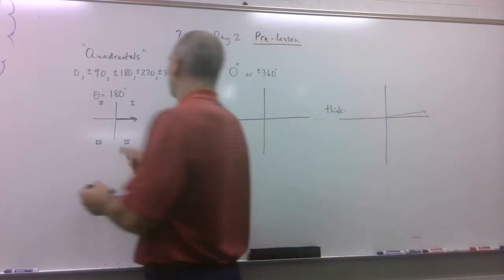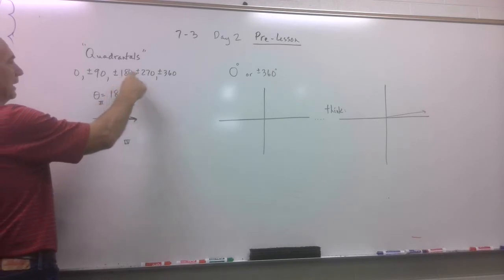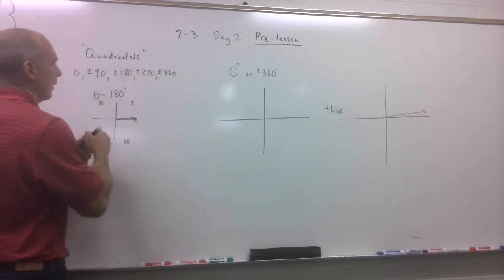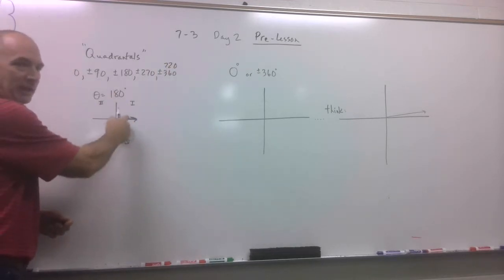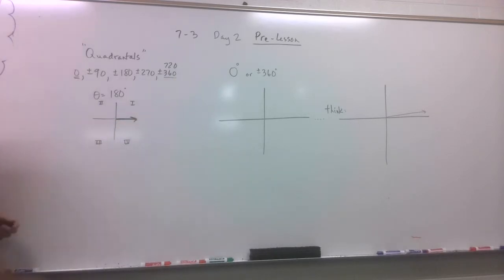For example, let's take 180 degrees. 0 plus or minus 90, plus or minus 180, 270, 360. All of these are quadrantals. Now, 360 could be 720 because all that is going on twice. And you end up in the same place as 360, which is the same place as 0.